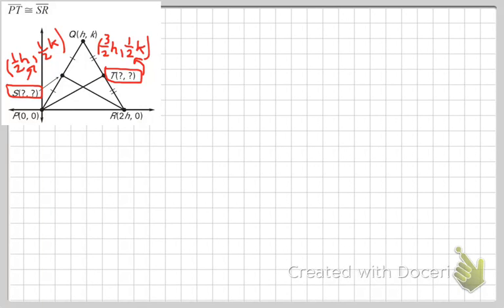Okay, the second part of the example says, once you know the coordinates, which I just wrote in the first part, we found S. h over 2 is the same as half h, k over 2 is the same as a half k, 3h over 2 is the same as 3 halves h, and a half k is the same as k over 2. So I wrote them down that way. And you want to show that they're the same, that they're congruent.